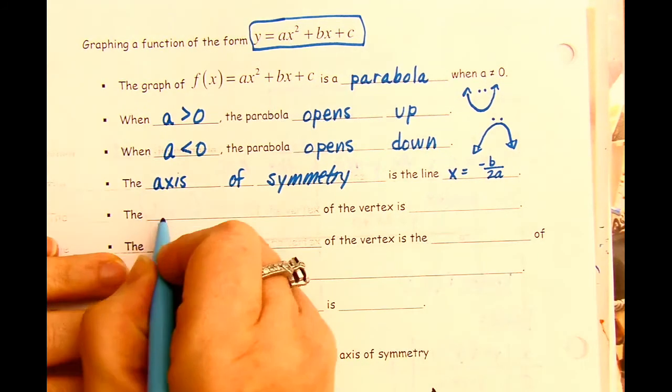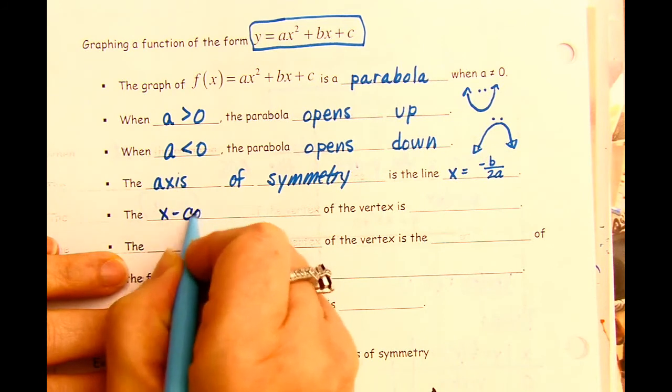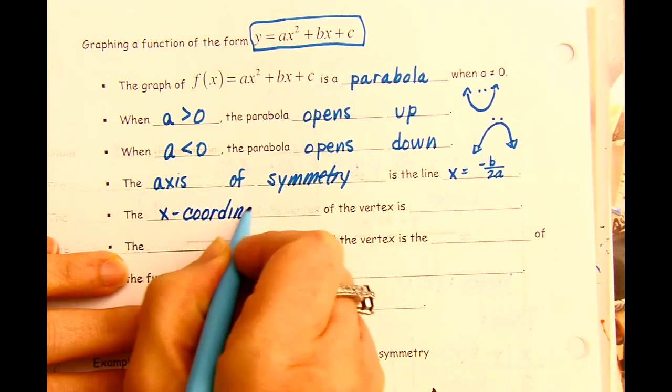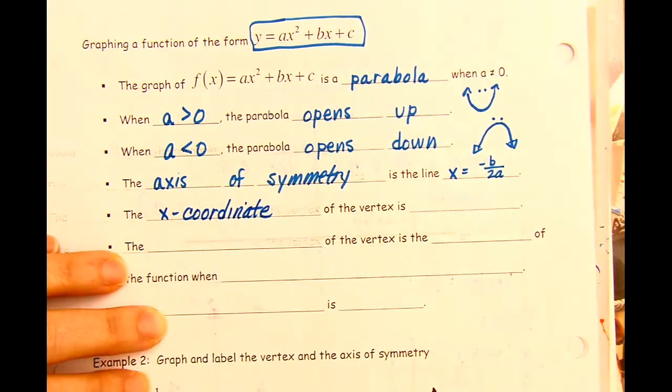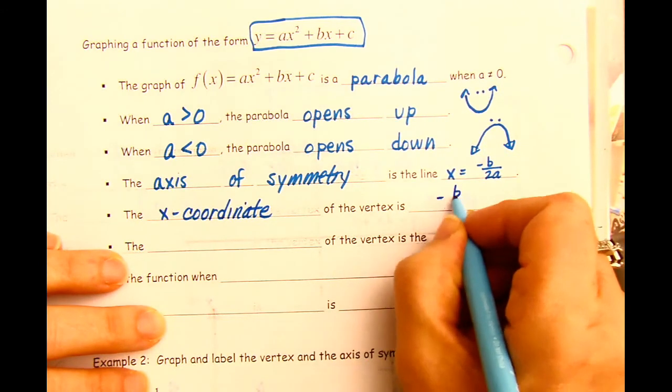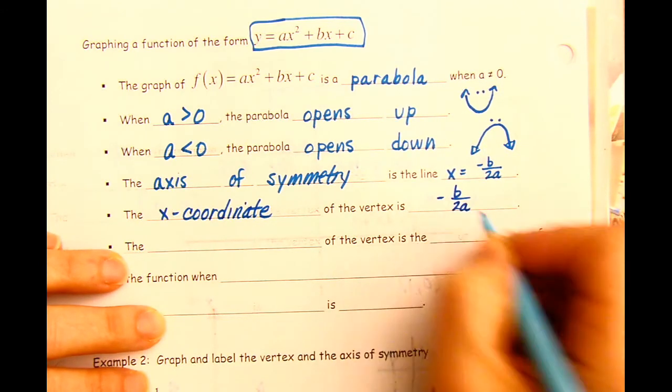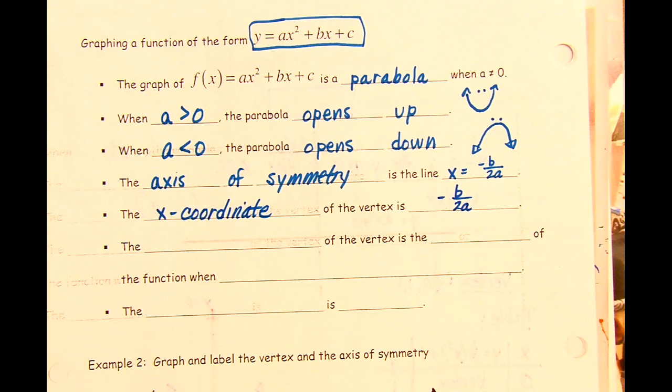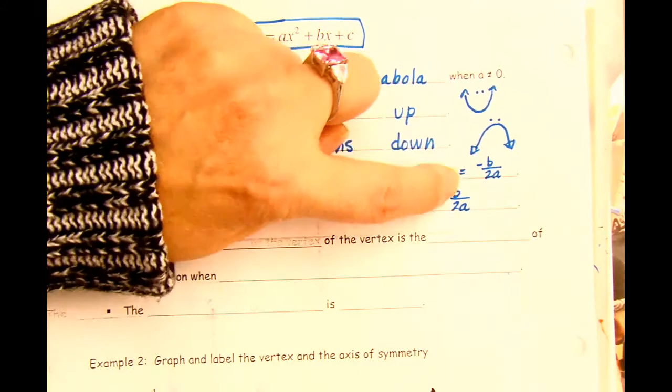The x-coordinate of the vertex is that same thing, negative b over 2a. We saw that in the last lesson, that the axis of symmetry would always be the equation x equals whatever x is in the vertex. So it should make sense that those are the same.